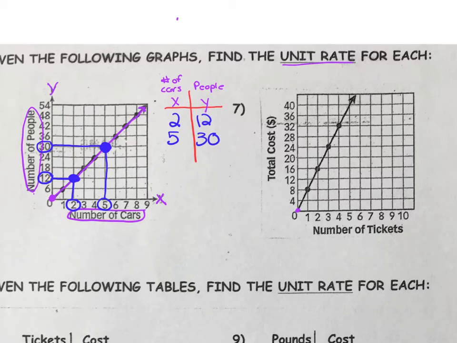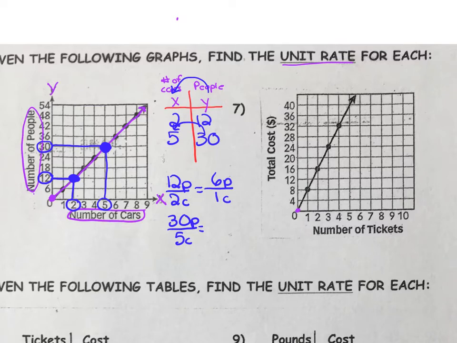Let's set up a ratio for each one of these ordered pairs. Remember, when we set up our ratio, it's going to be Y over X, or people over cars. So 12 people can fit in 2 cars. 30 people can fit in 5 cars. Now let's reduce each of these to simplest form. We can divide a 2 out of each of these to get 6 people per 1 car.